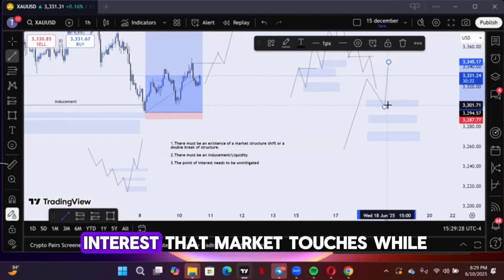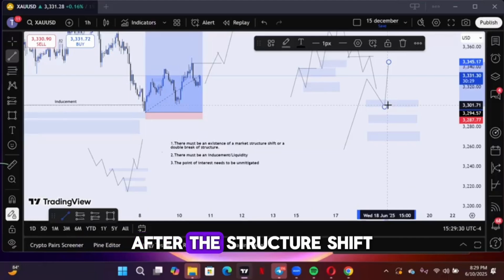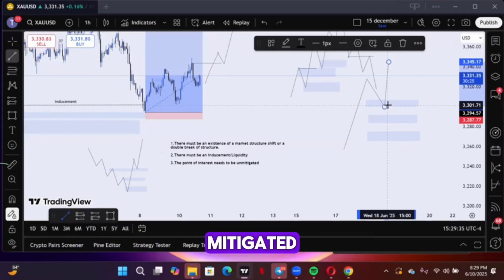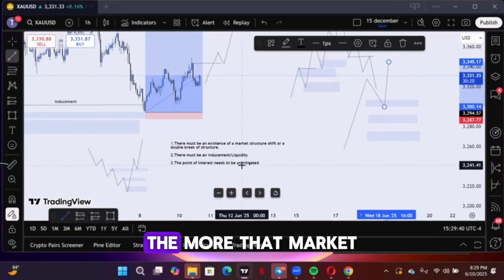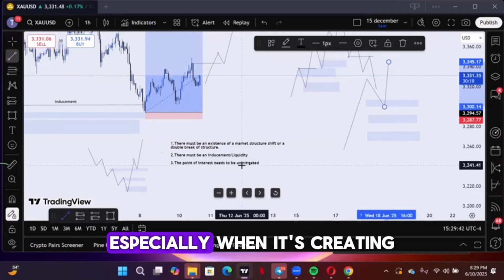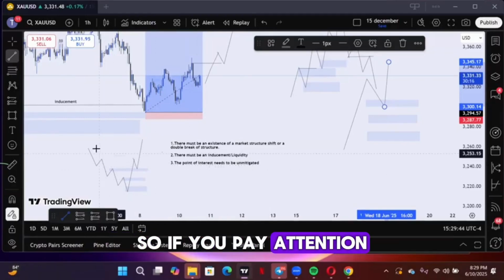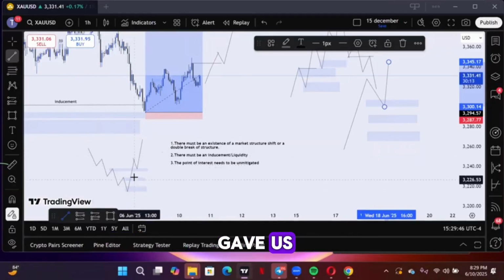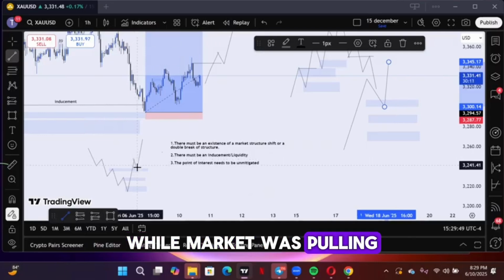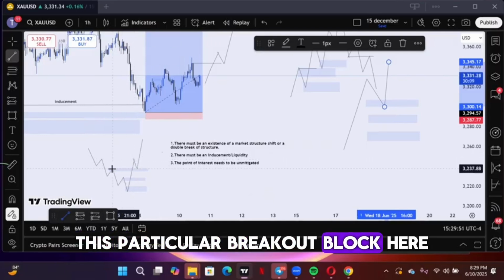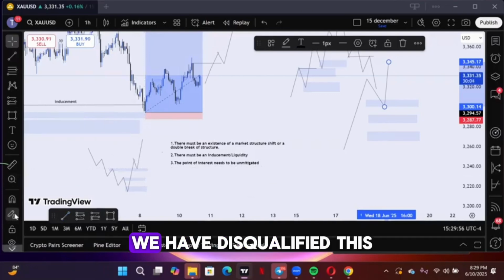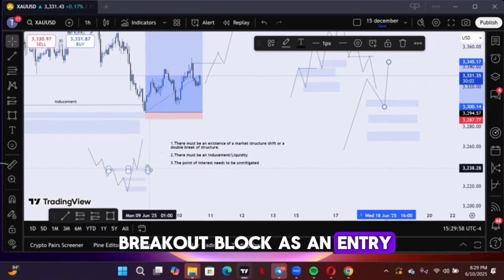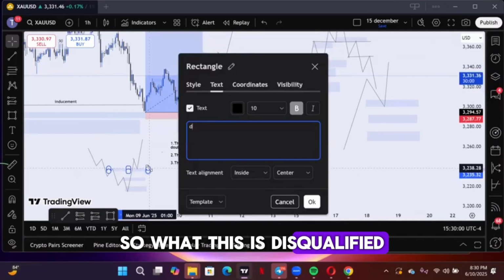So any point of interest that market touches after the structure shift has been mitigated. So it's telling you that any point of interest that you want to pick should be unmitigated, the one that market has not yet touched, especially when it's creating inducement. So if you pay attention, the market was on this downtrend and it gave us the structure shift to the upside. While market was pulling down to create inducement, this particular breaker block here, market touched it. So it means that this breaker block has been mitigated. So automatically we have disqualified this breaker block as an entry. So this is disqualified.